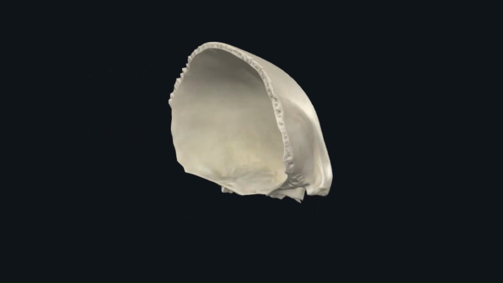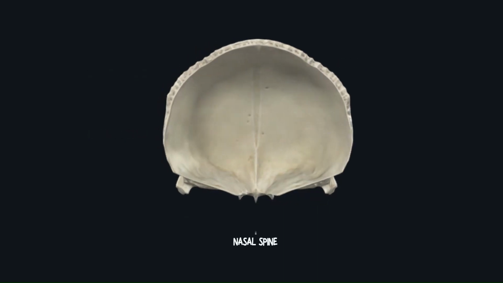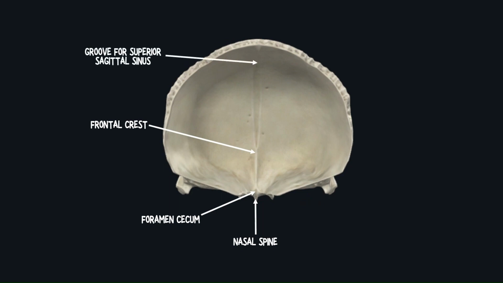From a posterior view we can see again the nasal spine, the foramen cecum, point of insertion of the falx cerebri, the frontal crest, the bony ridge on the inner surface of the squama, a further attachment point of the falx cerebri, which above it continues always on the midline with the groove for the superior sagittal sinus. Finally, we see the groove for the middle meningeal artery that vascularizes the lateral part of the skull.